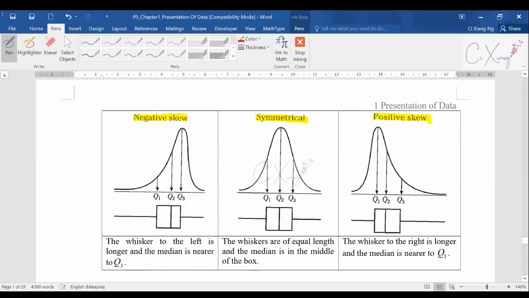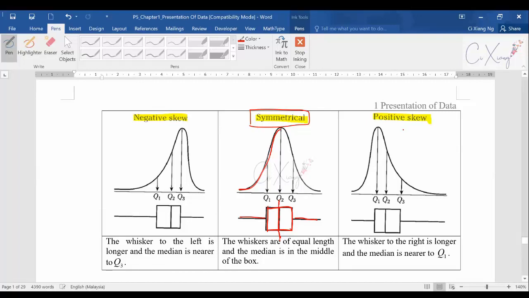Symmetrical, or symmetry, I think is very easy to understand. It means that when you look at the box and your overall set of data, you will see that everything is quite symmetrical, left-hand and right-hand side, through the median. So we call this set of data symmetrical.